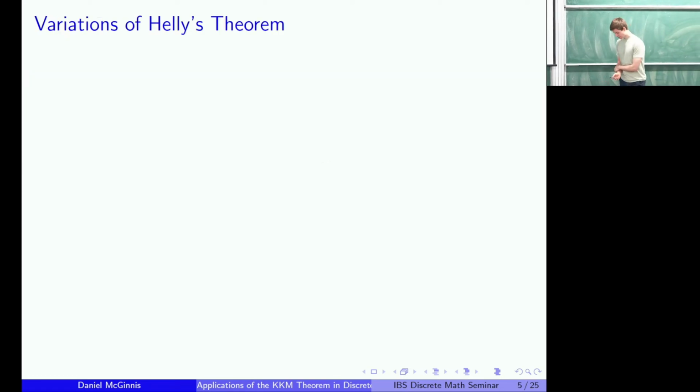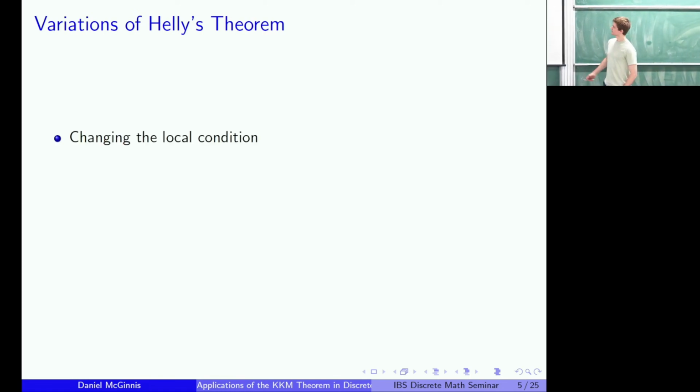Like I said, Helly's theorem kicked off a lot of different lines of research in discrete geometry. There are a lot of variations of Helly's theorem that have motivated research and are still motivating exciting research to this day. For example, changing the local condition. The local condition in Helly's theorem is that every d+1 sets have a common intersection. If you weaken or strengthen this local condition, how does the conclusion change?